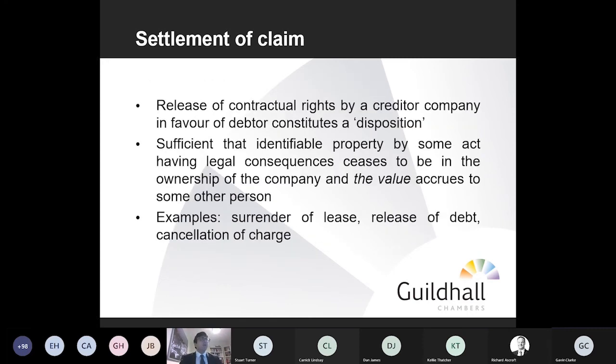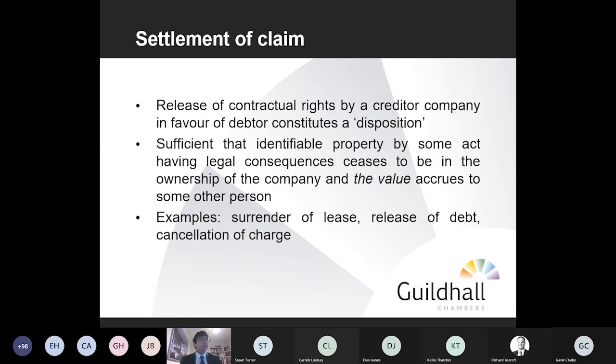And therefore, the release of contractual rights by a creditor company in favour of a debtor amounts to a disposition. And he said that you don't need to be able to demonstrate that property passes from the hands of the company to the third-party recipient in order for it to amount to a disposition. All you need to show is that there's some identifiable property of the company, in this case, the cause of action it had against its director, which by some act having legal consequences ceases to be in the ownership of the company. In this case, the company releases the claim by the settlement agreement and no longer has the cause of action. And the value accrues to some other person.